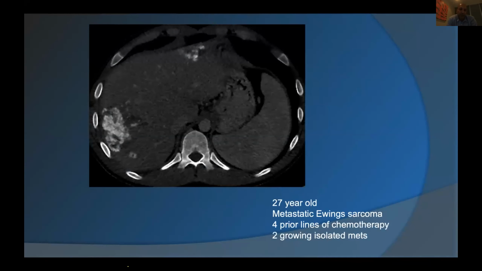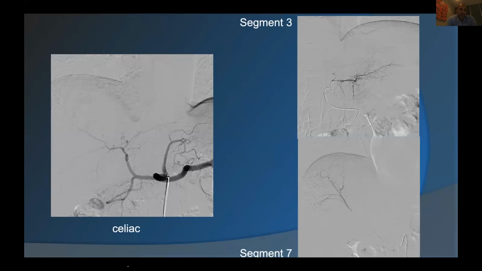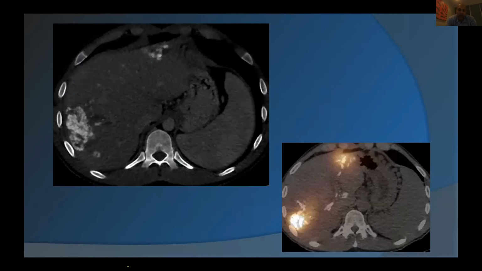This is a patient with Ewing sarcoma. So you have that calcification in their tumors, multiple prior lines of chemo, 2 isolated Mets you can see here, growing metastases. This is the celiac angiogram. You can see how small the arteries are because of chemo. But we were able to do a segment 3 on the top right, segment 7 on the bottom right. You can see the uptake in both those areas. And this patient had an excellent response for a long time out. Again, the tumors didn't shrink, but they didn't grow for at least about a year and a half.